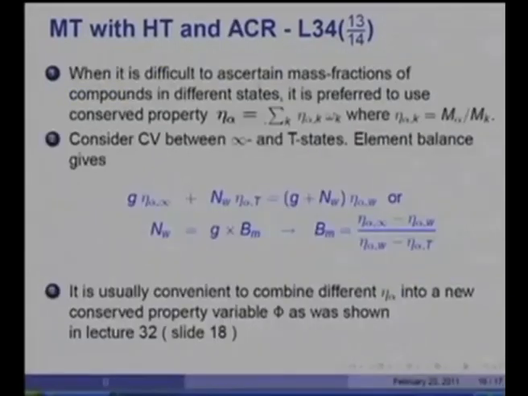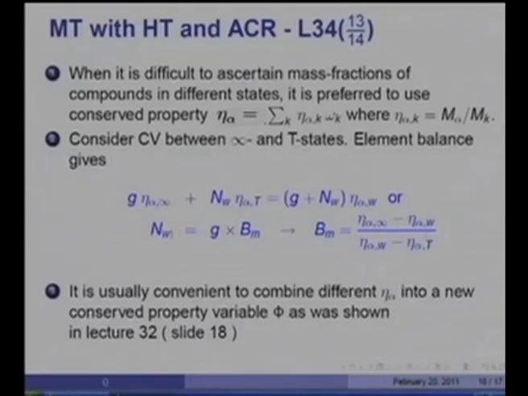Now, when it is difficult to ascertain mass fractions of compounds in different states, it is preferred to use the conserved property eta alpha equal to sum of eta alpha k omega k, eta alpha k being equal to the molecular weight of alpha, the element alpha, divided by the molecular weight of the species in which it occurs. So, again if I do CV between infinity and T states, then an element balance would give me NW equal to G by Bm, fairly easy to see this, and Bm would be again eta alpha in infinity, W, and T states.